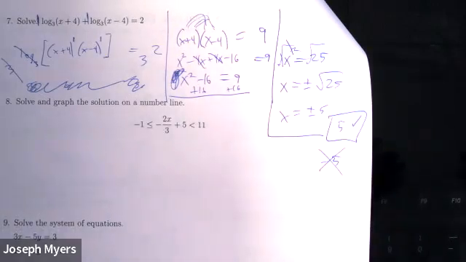Okay, there we go. So now let's do the number line one. So the first step is to realize that this is 3 parts. The left part, the middle part, and the right part.